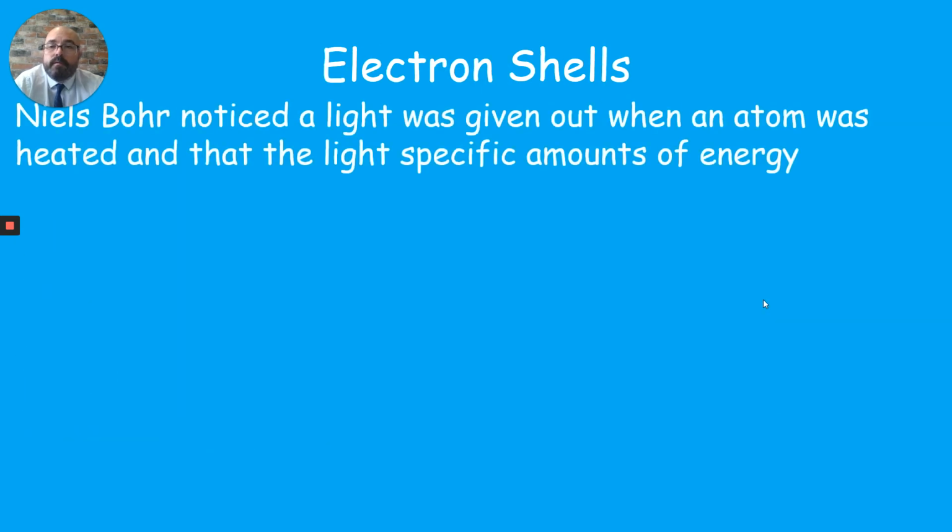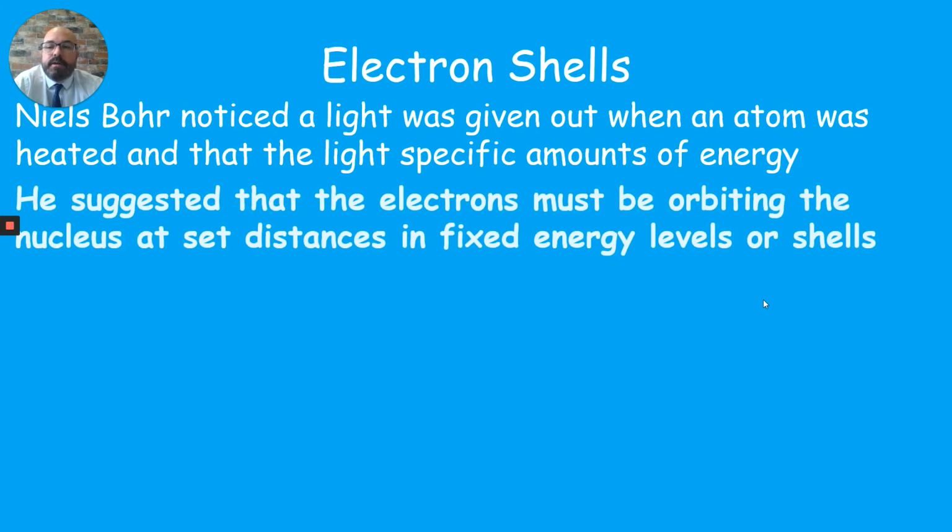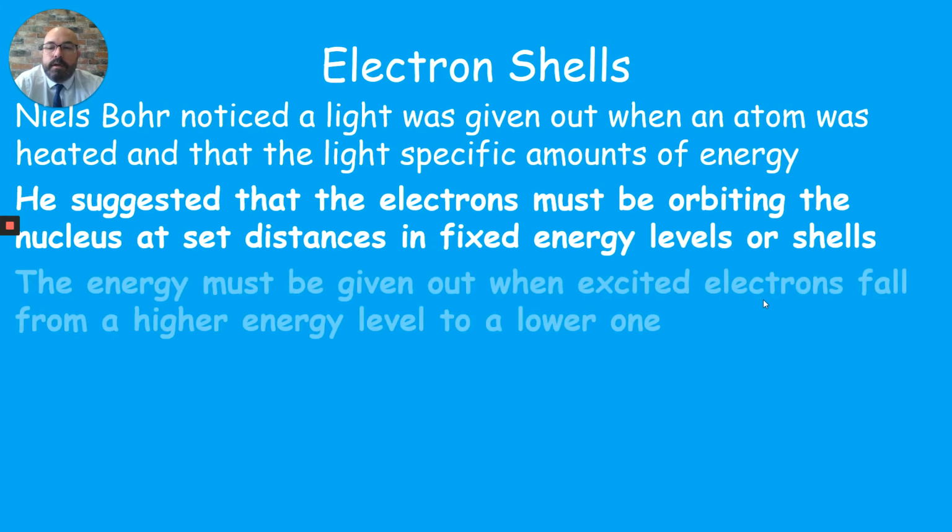Electron shells are next. This was the work of Niels Bohr, and he noticed that light was given out when an atom was heated. We say that the atom's been excited. So he heated the atom and light was given out. And that light corresponded to specific amounts of energy. And what Bohr suggested was that the electrons, rather than just being in a cloud around the nucleus, as Geiger and Marsden said, the electrons must be in shells that are at set distances or energy levels outside the nucleus.